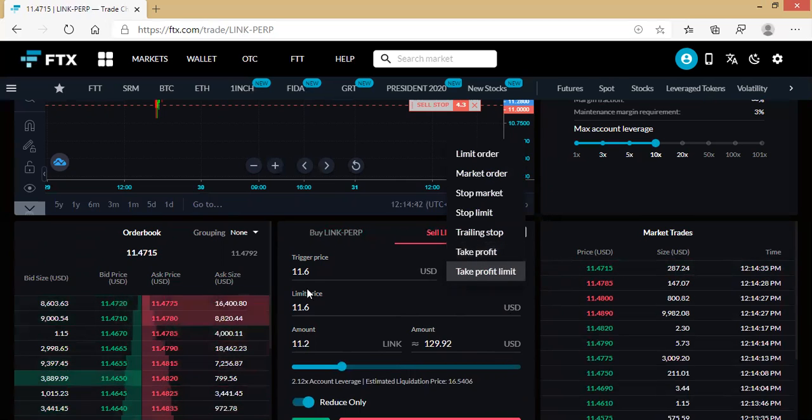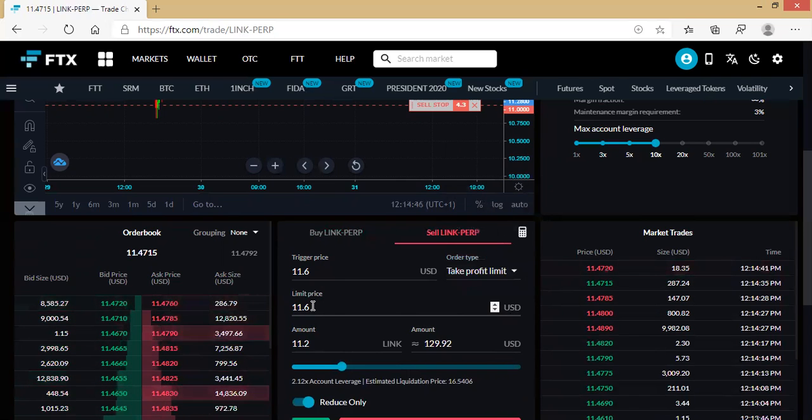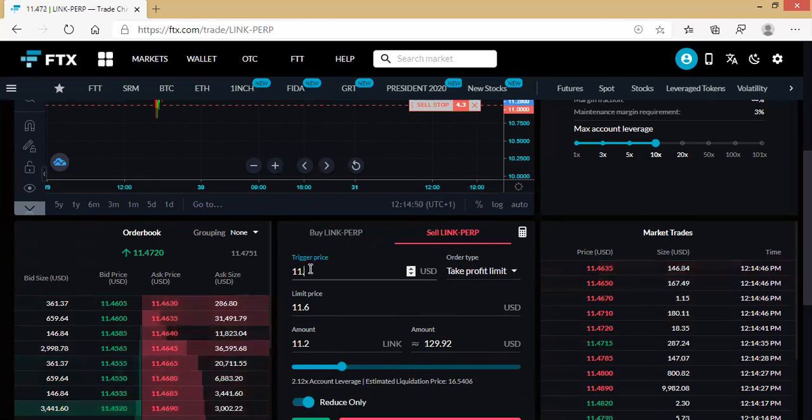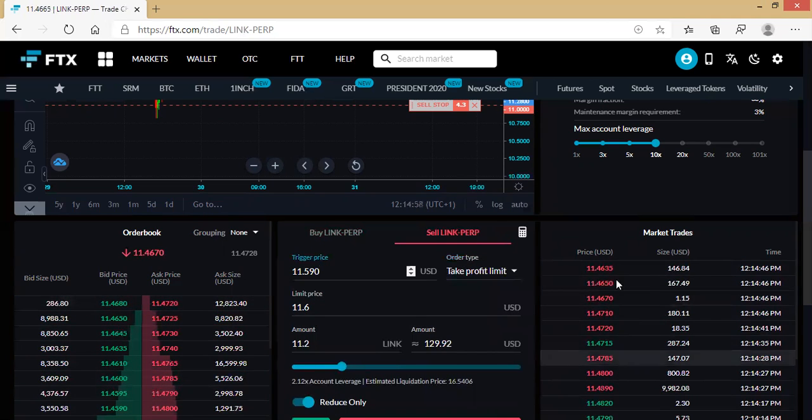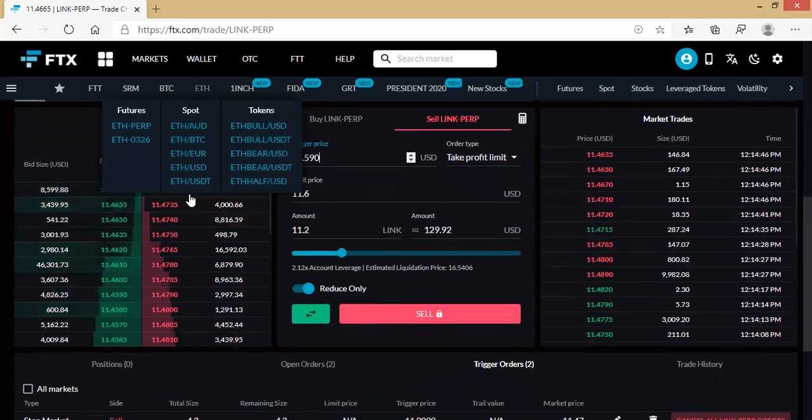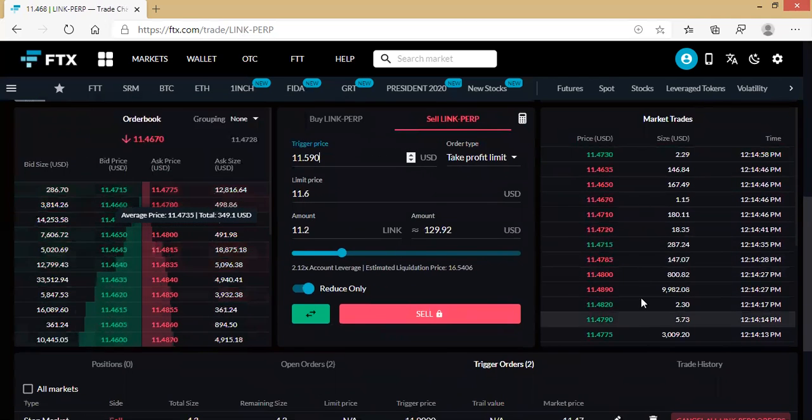The take profit limit is just, let's say you want to take profit at 11.6. So what it means is that you can come here and say if it gets to 11.590, it will trigger. By triggering, I mean it will come to this order book. As it is now, if you leave it this way, it wouldn't be in the order book.